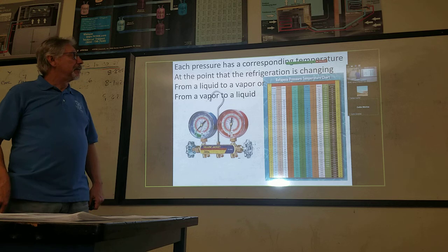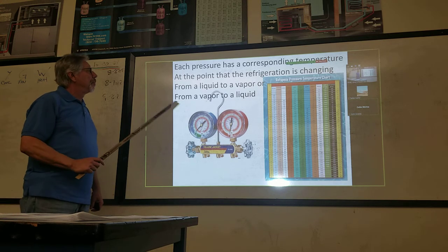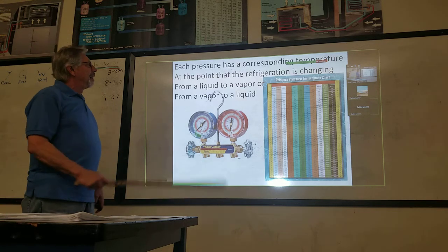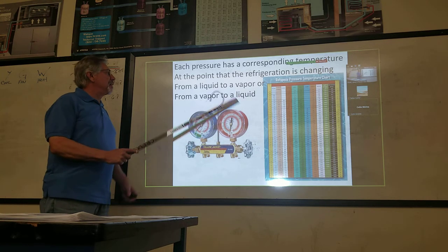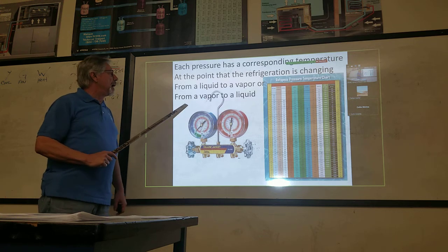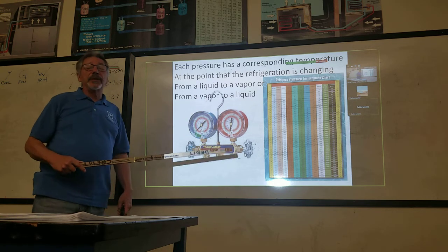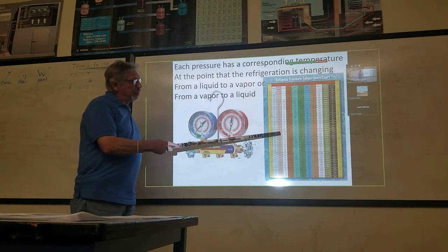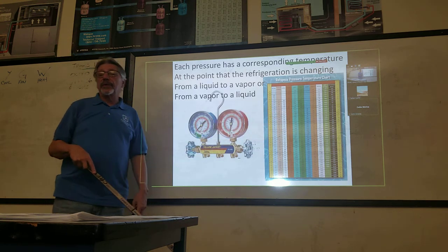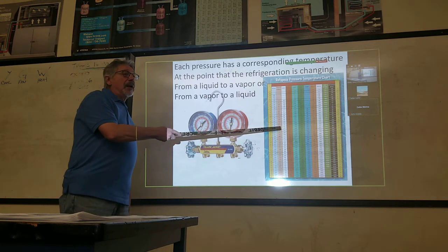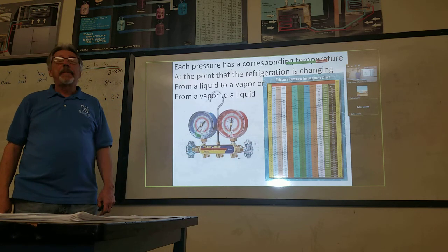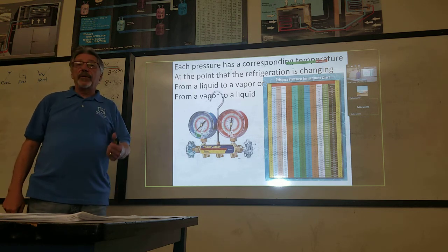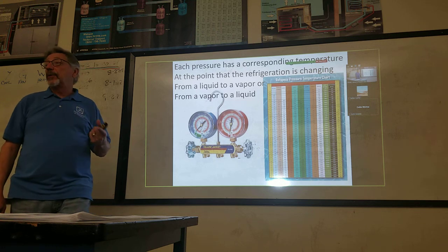Moving right along. Each pressure has a corresponding temperature, at the point at which refrigerant is changing from a liquid to a vapor or from a vapor to a liquid. So when the change of state occurs in the refrigeration system, it corresponds on the chart itself. The chart is going to tell you at what temperature that refrigerant is changing state, whether it's going from a liquid to a vapor or a vapor to a liquid.